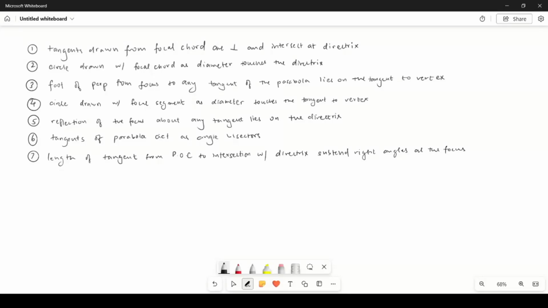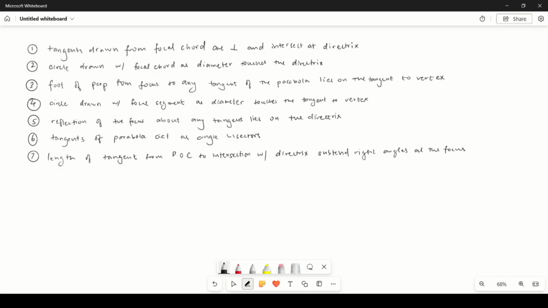Hi guys, in this video we'll be looking at the tangent properties of a parabola, and here are the 7 common properties that the tangents of a parabola usually follow. So we'll be trying to prove them geometrically, and there exist coordinate geometry proofs. Those are the standard proofs where you use equations and then you try to find out relationships and then you prove them based on that.